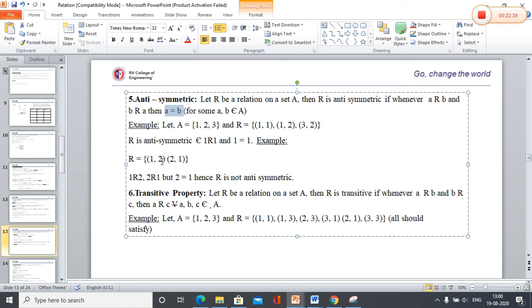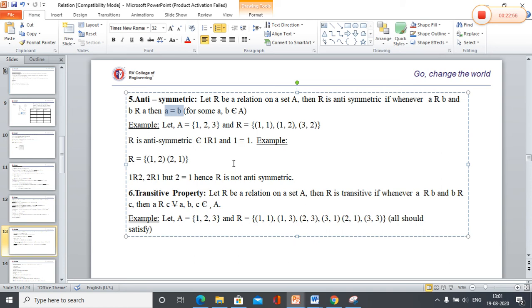Now if I take this example, 1 2 is there, meaning AB is there. So what is BA? 2 1. 2 1 is also there. Now A is equal to B, 1 is equal to 2. That is not possible. So we will say that it is not an antisymmetric relation.